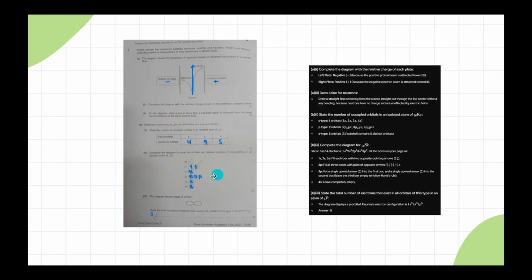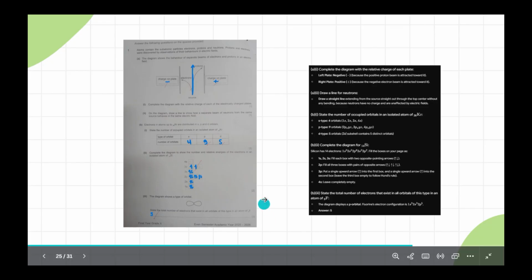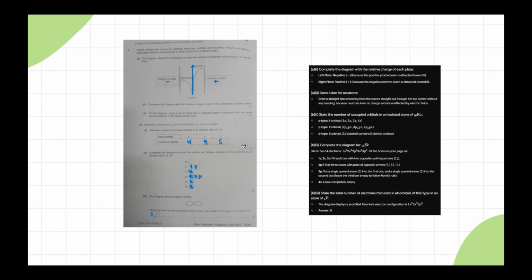Next, the diagram shows a type of orbitals. State the total number of electrons that exist in all orbitals of this type in an atom of 9F. The diagram displays a p orbital, so its electron configuration is 1s2 2s2 2p5. So the answer is 5.